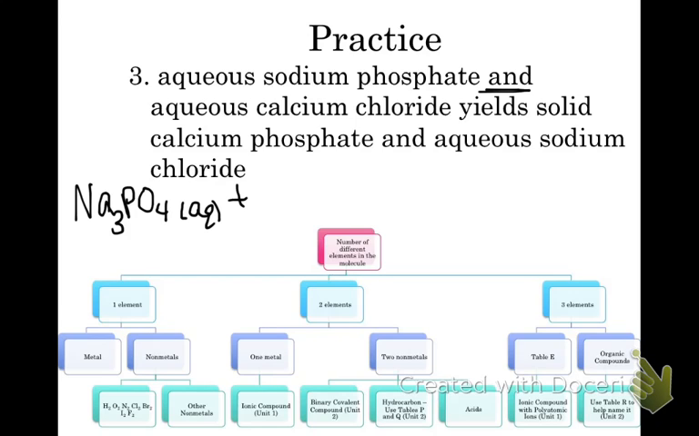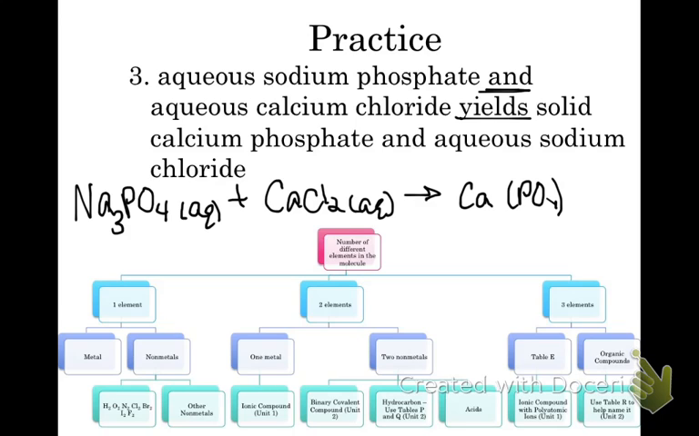And we have aqueous calcium chloride, so I have CaCl2, AQ. It yields or produces, so I show the arrow, solid calcium phosphate. So I have Ca, PO4, calcium is a plus 2, so there's 2 phosphates. PO4 is a minus 3, so there's 3 calciums. And that was solid. And I'm running out of room, otherwise I would continue on the right, but aqueous sodium chloride. So I know sodium is Na, chlorine is Cl, and that should be aqueous, AQ.